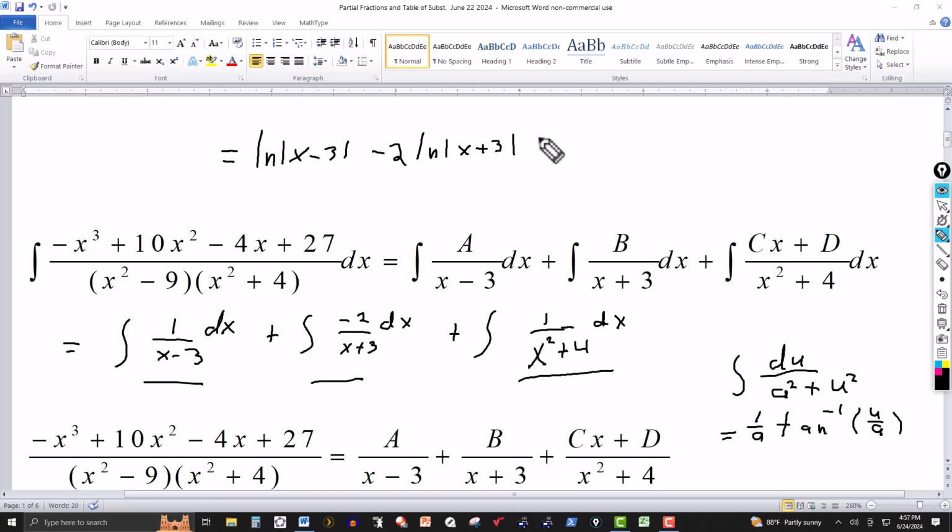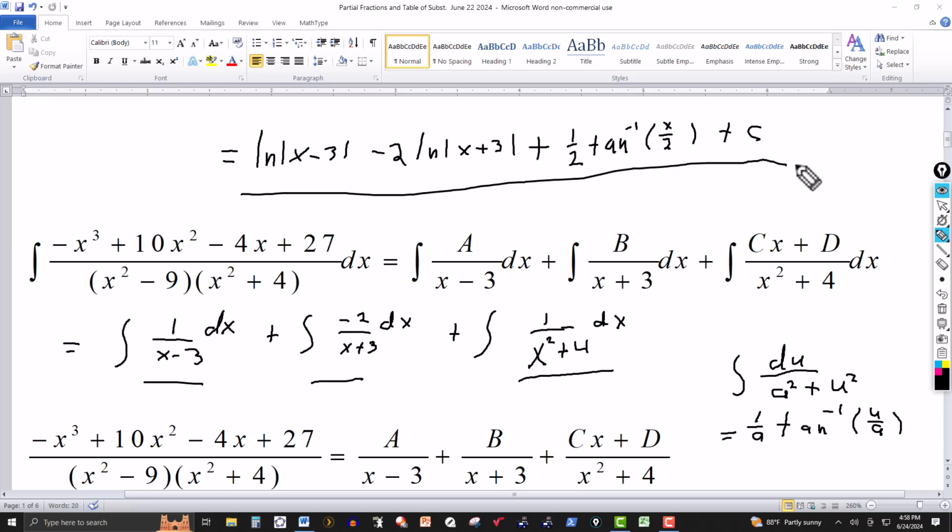So this would be plus 1 over a, so it'd be 1 over 2, arctangent or tangent inverse, either one, of u over a. Again, in our case, the u is x, the a is 2. And then it's plus the constant of integration. And that's your answer.